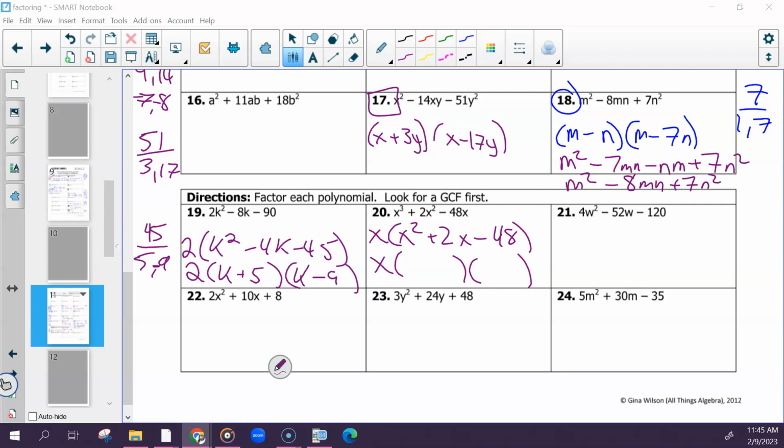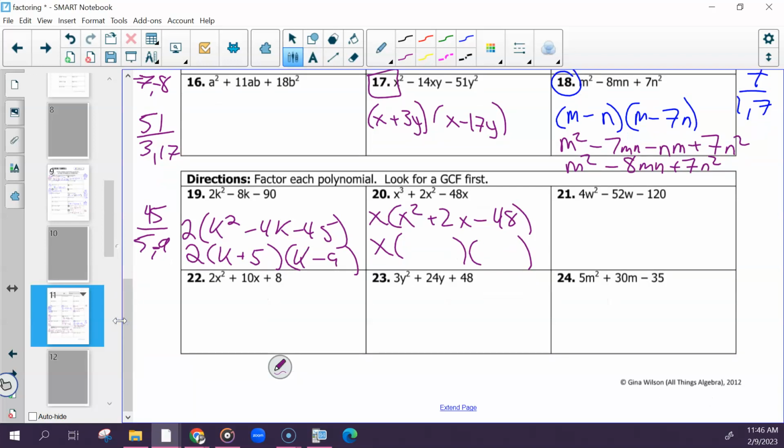Which one is negative? Sorry. With 6 and 8, one of them could be negative. So x minus 6, x plus 8. If you do find factors and you're thinking, I can't make one of them negative and get this answer, you may have chosen the wrong factors. So just be mindful of that. Right. And then this last one.